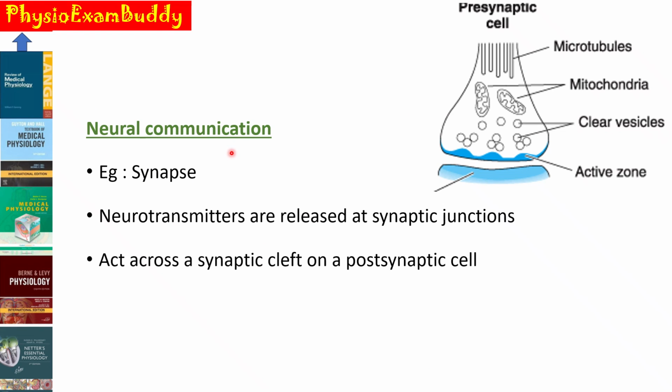First is neural communication, and the classical example for neural communication is the synapse. You know that there is a presynaptic neuron as well as a postsynaptic neuron, and in between there is a synaptic cleft. The neurotransmitters are released from the presynaptic membrane into the synaptic junction, and they act across the synaptic cleft on the postsynaptic cell. This type of communication is known as neural communication.